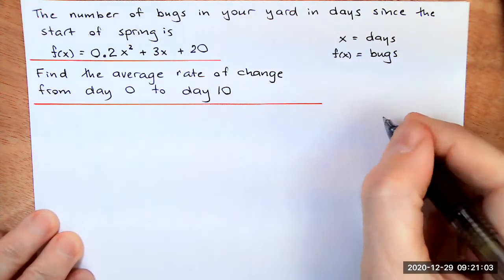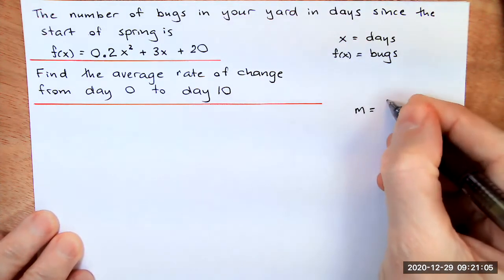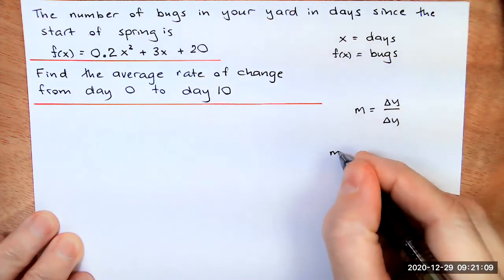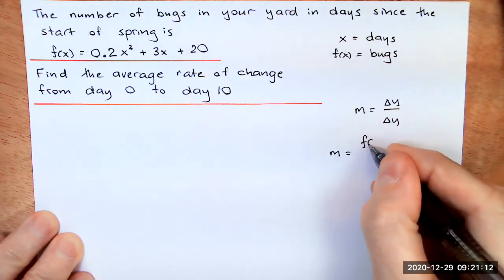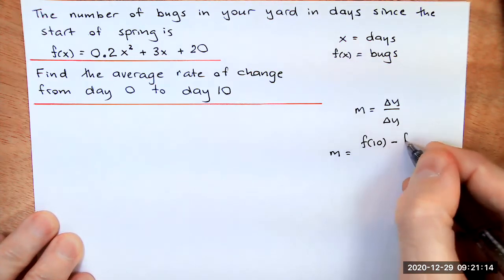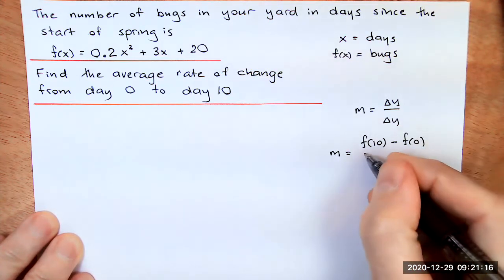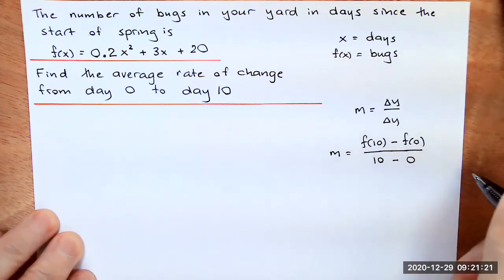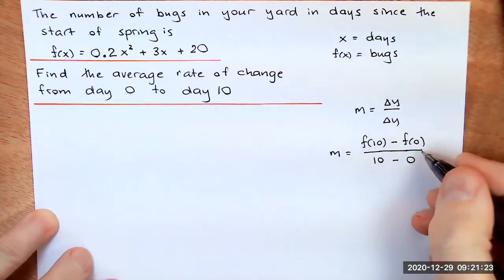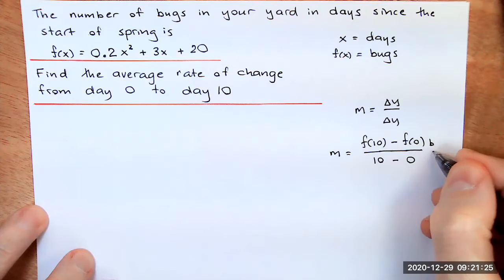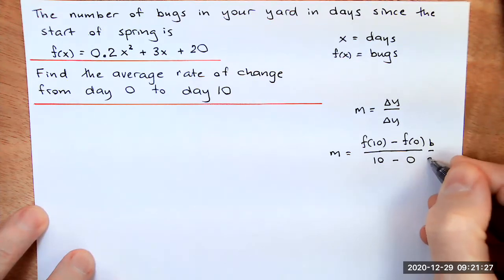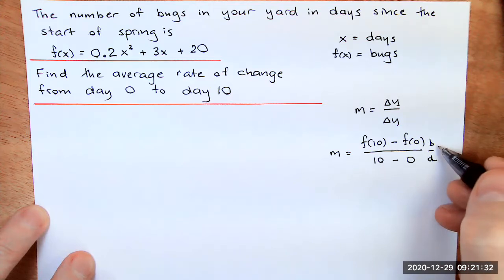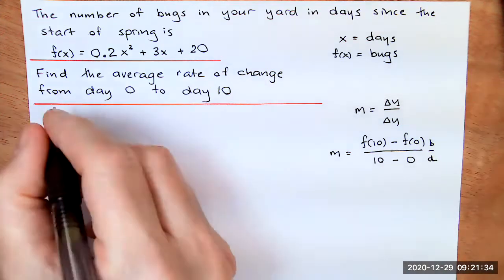So we need the slope of the secant line between those 2 points. So that's going to be my function evaluated at 10 minus my function evaluated at 0 divided by 10 minus 0. And don't forget your units. This is the number of bugs, and this is the number of days. So my average rate of change is going to be bugs per day.